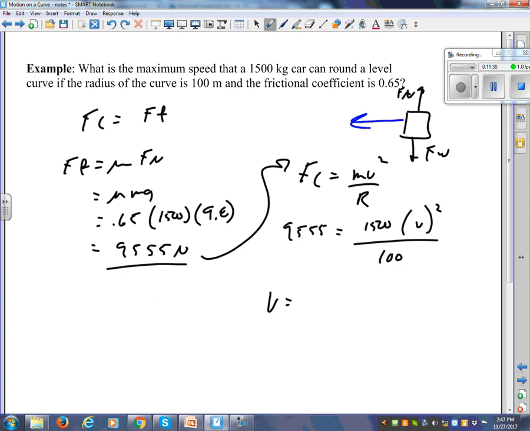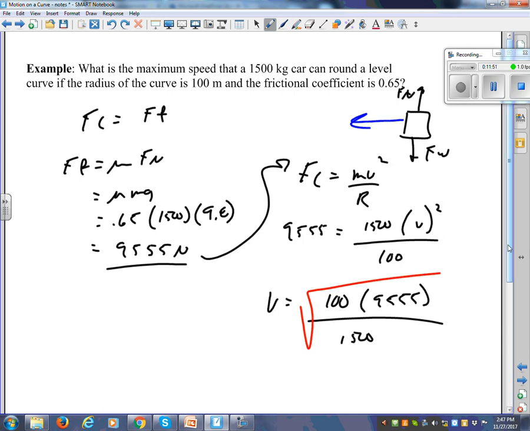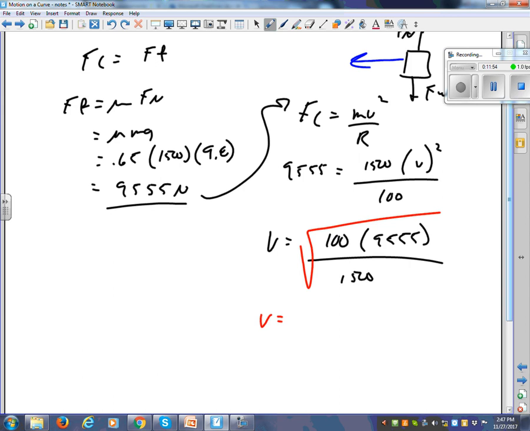V is going to be equal to, how do I get rid of the divide by 100? Multiply, so that's going to be 100 times 9,555. And how do I get rid of the multiply by 1,500? Divide. And because I got a square root, I'm going to have to do that whole thing. Now, I realize that sometimes the calculator gives you some issues. So you would go 100 times 9,555 and divide by 1,500. You'd have to go equals, and then you'd have to take the square root of that.